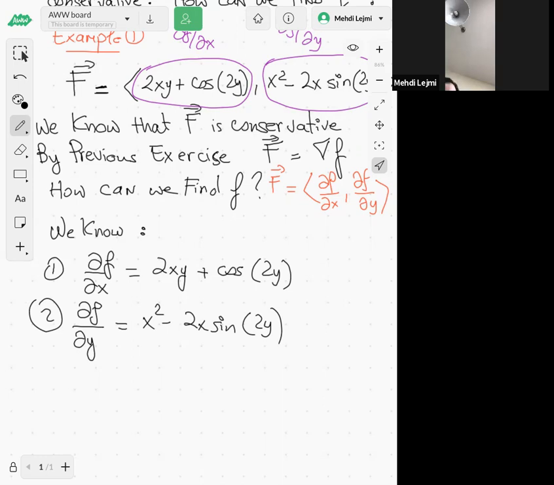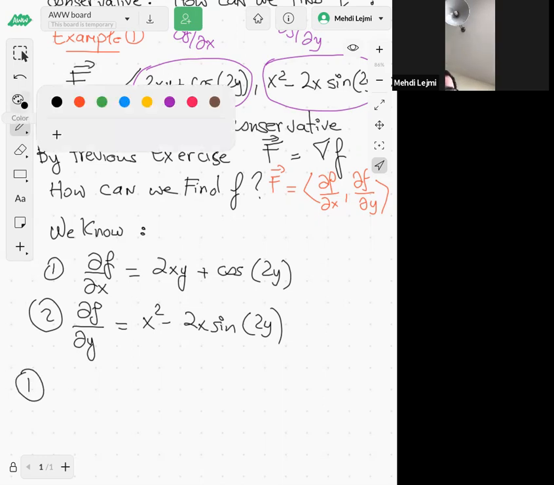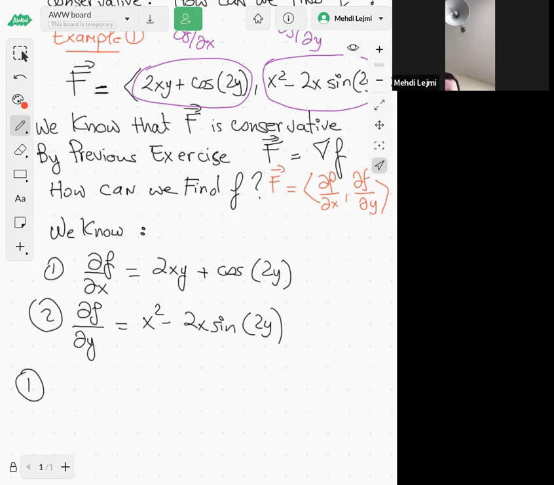So first equation, what I'm going to do is integrate. So let's integrate. Step 1, here we're going to have 2 steps. Step 1, we're going to integrate the first equation, integrate 1 with respect to x. We know it's the derivative with respect to x, right? The first equation, so we're going to integrate with respect to x.